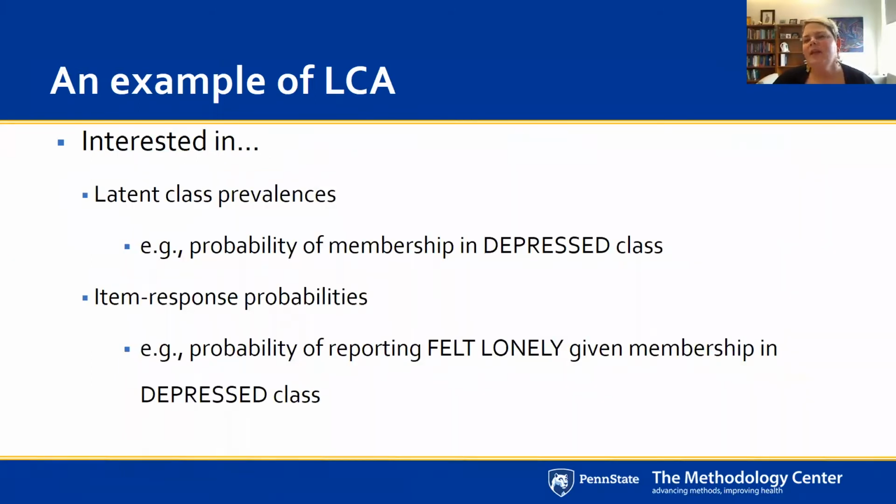So when we're interested in applying LCA to a data set, we're primarily interested in these two sets of probabilities. The latent class prevalences, so again, those are the sizes. So for example, the probability of membership in the depressed class. The other set, again, are the item response probabilities. So for example, the probability of reporting that you felt lonely given membership in the depressed latent class.